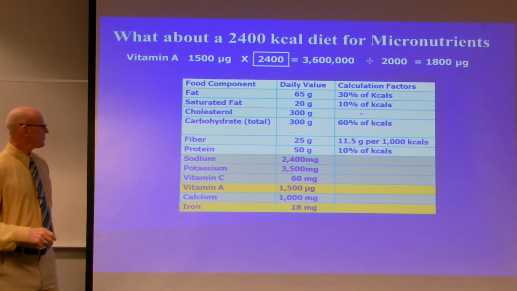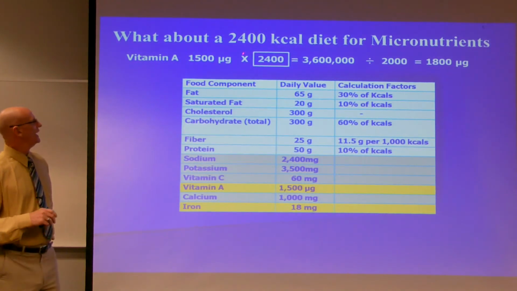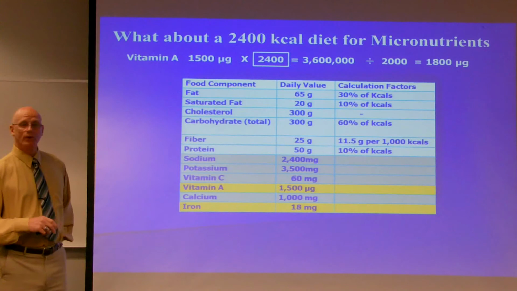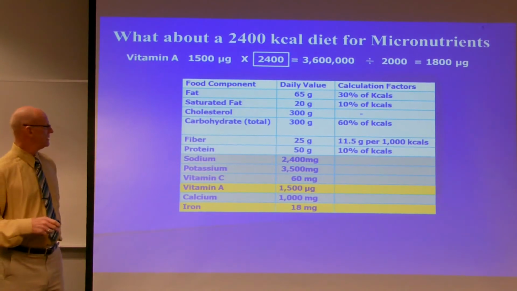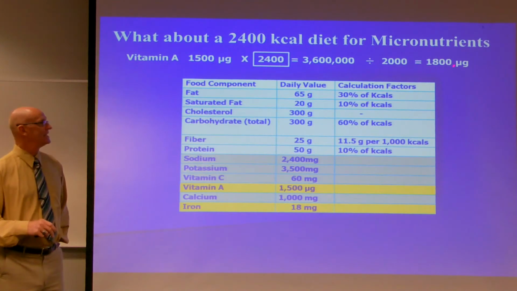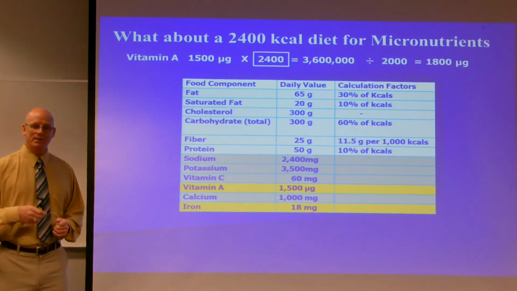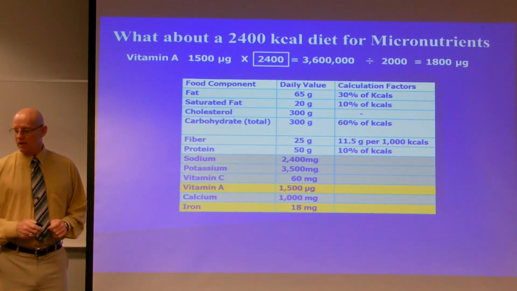Now, on a 2,000 kilocalorie diet, the vitamin A recommendation is 1,500 micrograms. But on a 2,400 kilocalorie diet, the percent daily value will be greater, and that's 1,800 micrograms. So that's a way for you to understand the difference between the diets.